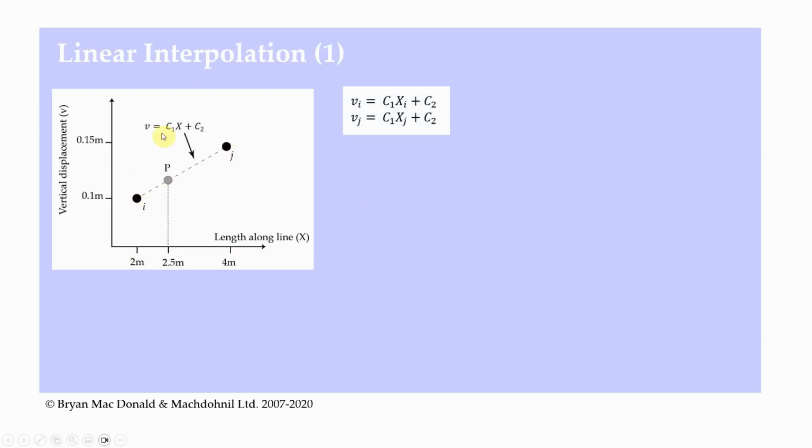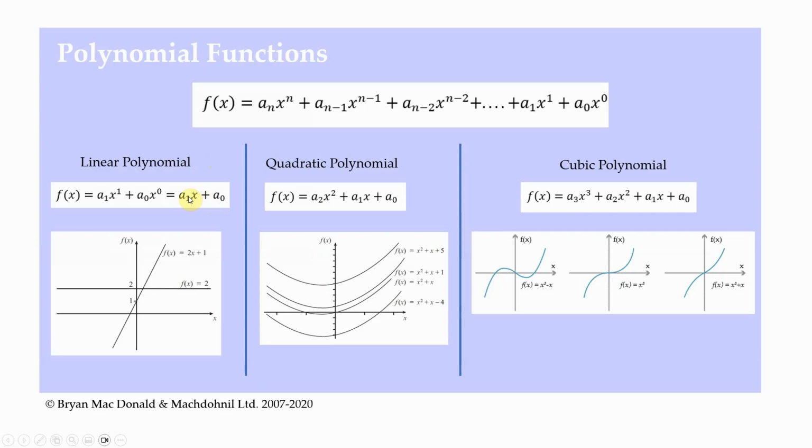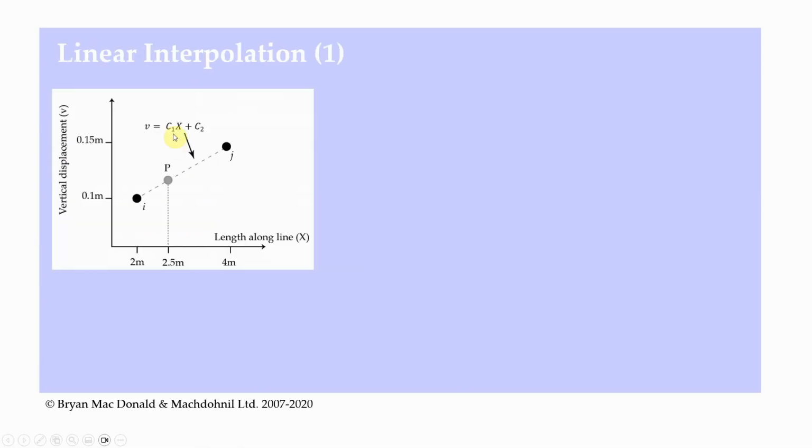And in this case, the function would be of this order. So v is vertical displacement, and we have a constant times x plus a second constant. And again, just to be very clear, that is coming from our previous slide, where we have this first order polynomial of this form, a constant times x plus a second constant. So it's again a first order polynomial.